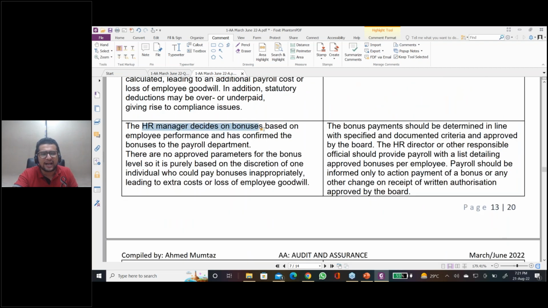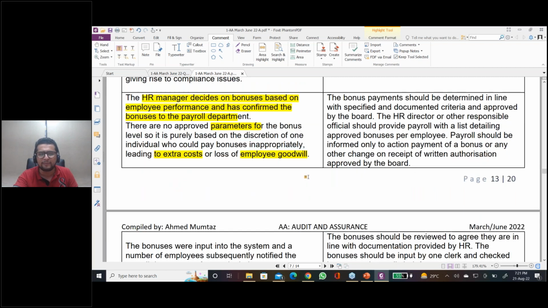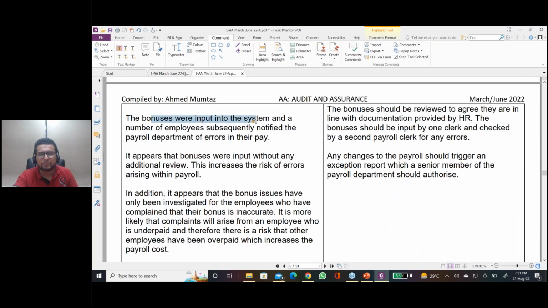So the HR decides on the bonuses based on employee performance. This is not a good parameter. This could lead to extra cost. This could lead to employee goodwill depending upon the situation. The bonuses were input into the system, and apparently there seem to be a few errors.